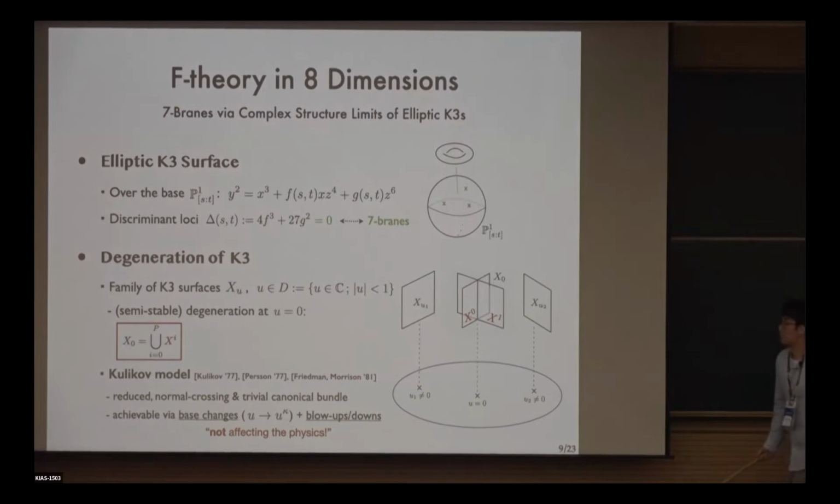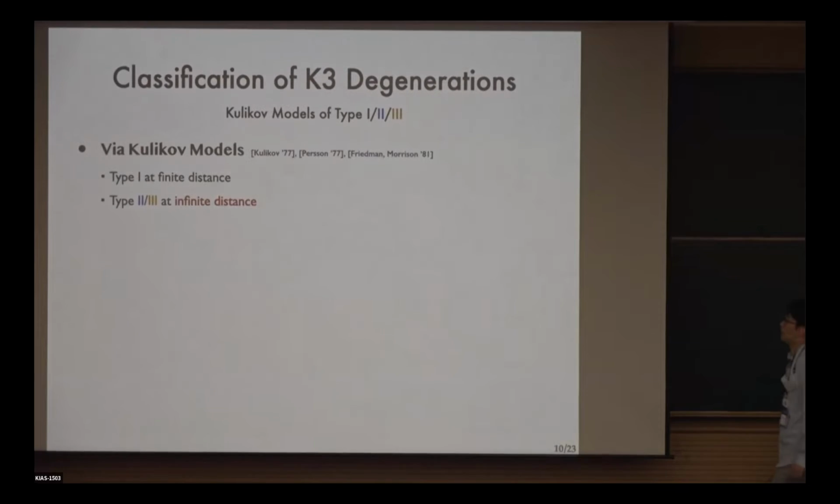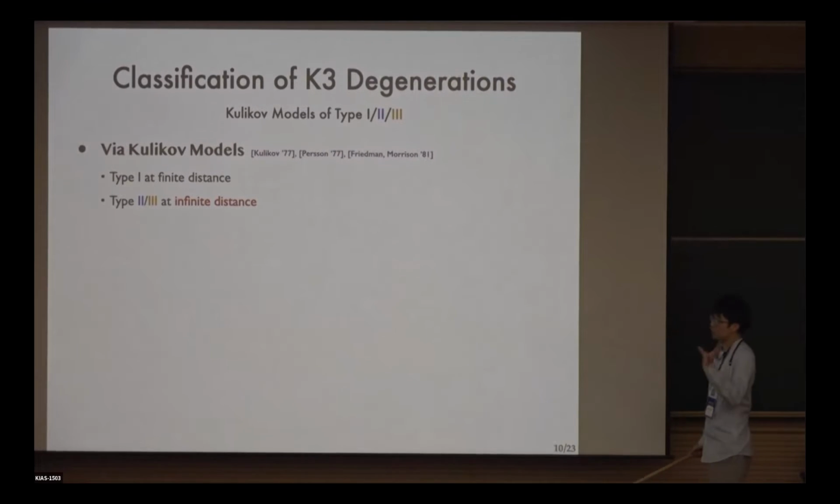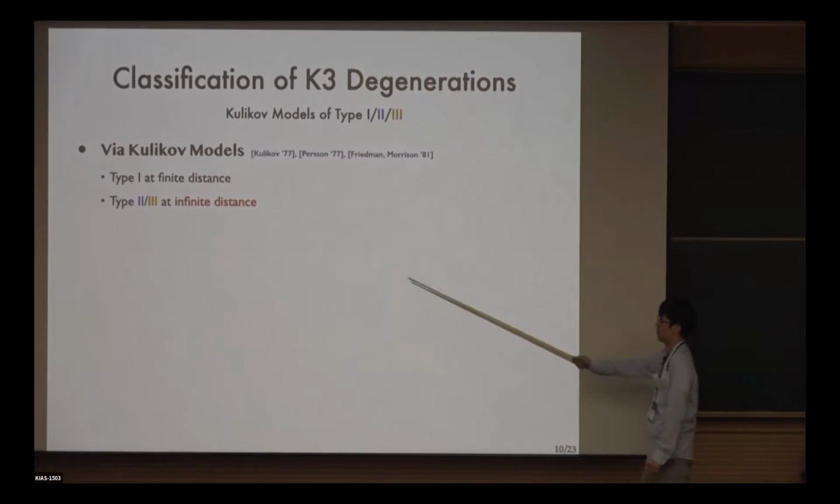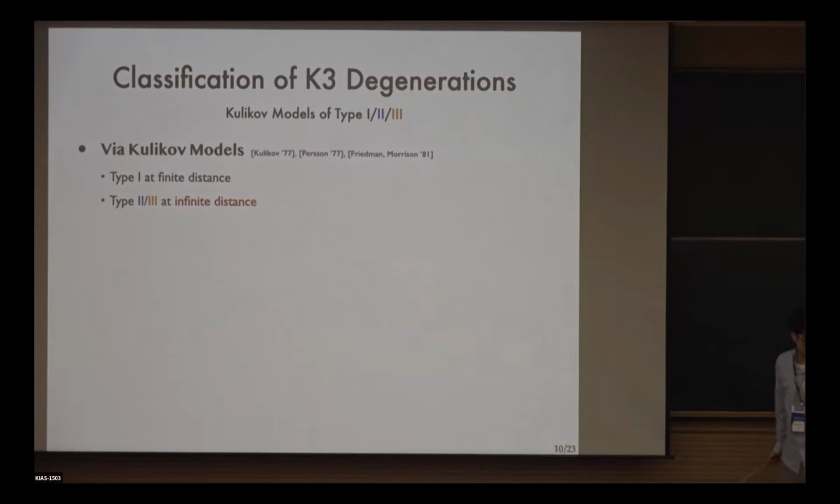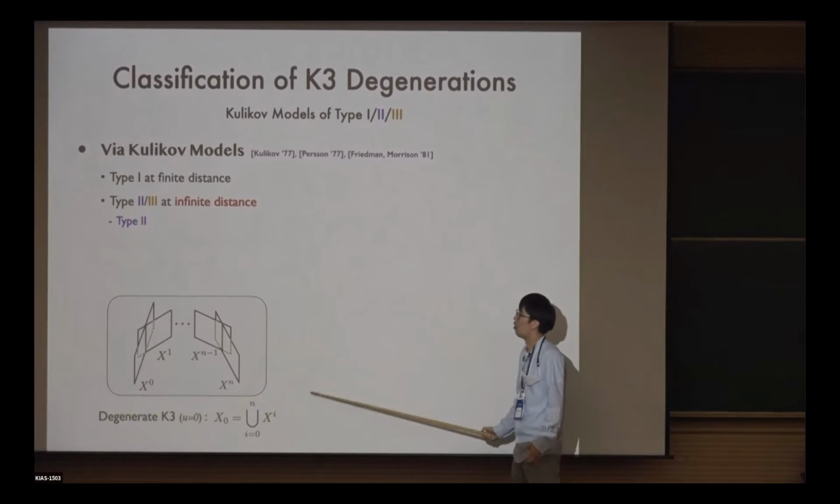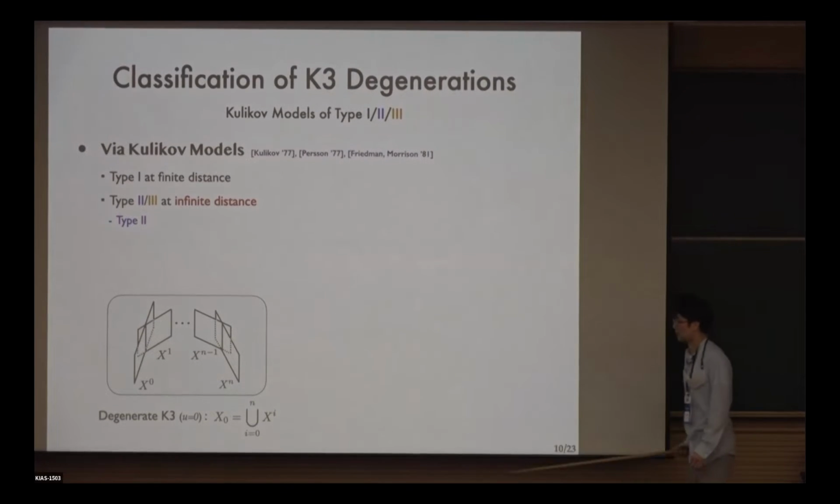So why do I mention this, and why do I want to find a Kulikov model? That's because Kulikov models are so nicely classified into 3 types. So type 1 is at finite distance, and the usual Lie type non-abelian gauge enhancement should belong to this type. But today we are interested in infinite distance limits, so we should be considering type 2 and type 3 Kulikov models. So let me tell you about what's known about the geometric configuration of the central elements of these 2 types of Kulikov models, very briefly.